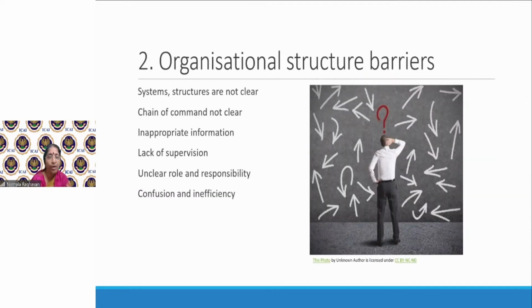Then organizational structure barriers. Systems and structures are not clear, chain of command not clear, inappropriate information, lack of supervision, unclear roles and responsibilities, confusion and inefficiency, where employees don't get to know what kind of networking happens within the system. These are organizational structure barriers.